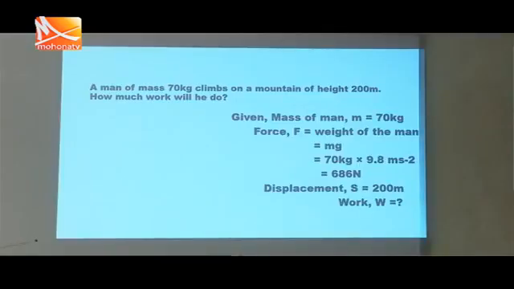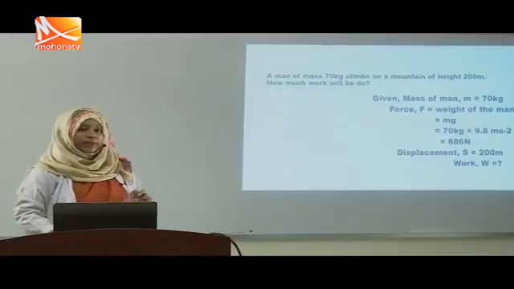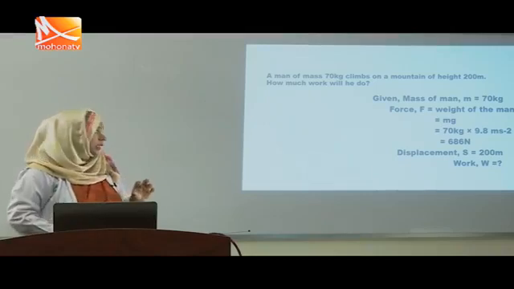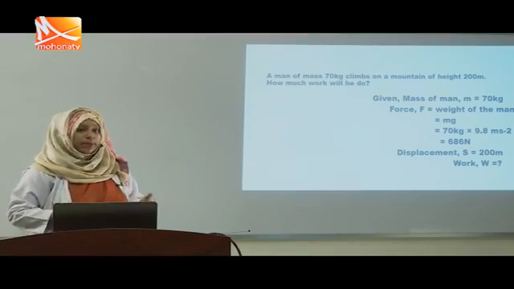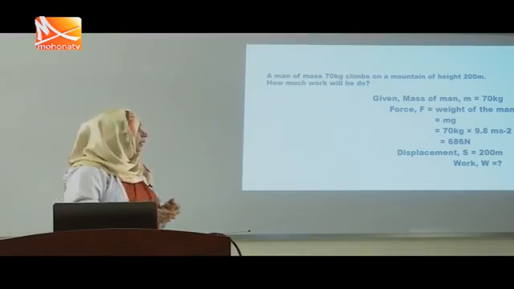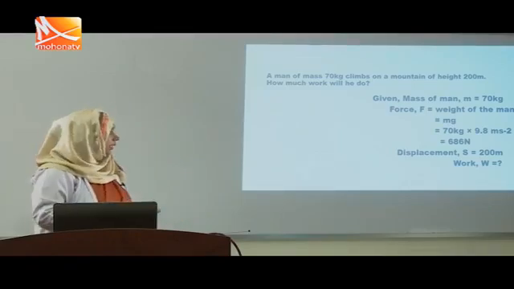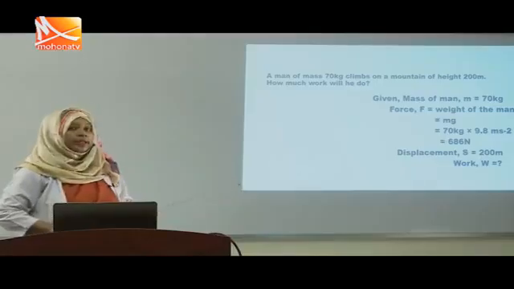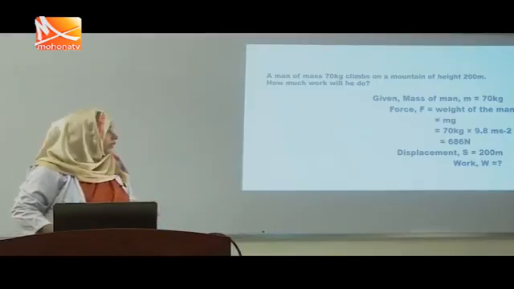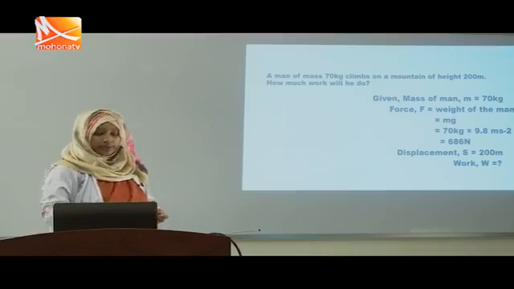We have a fixed value of gravitational acceleration, 9.8. We mathematically use this fixed value 9.8. But it can vary in different places of the world, but mathematically we use the fixed value of gravitational acceleration 9.8 meter per second square. So, the weight of the man is 70 kg into 9.8 meter second to the power minus 2, that means 686 Newton. Displacement, here he climbs the mountain of height 200 meters. So, he displaces 200 meter. So, here displacement is equal to 200 meter.